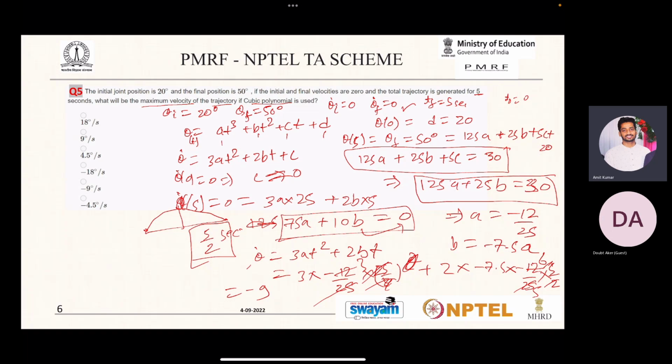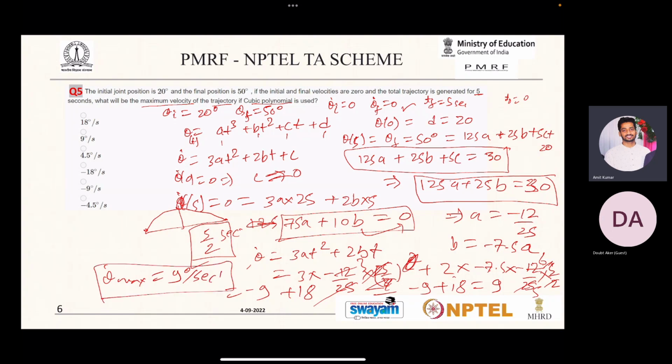This will become 18. So if you multiply this and divide by 5, this will become 18. So we'll get nothing but minus 9 plus 18, that is 9. So theta max, or rather theta dot max, will be nothing but 9 degree per second.